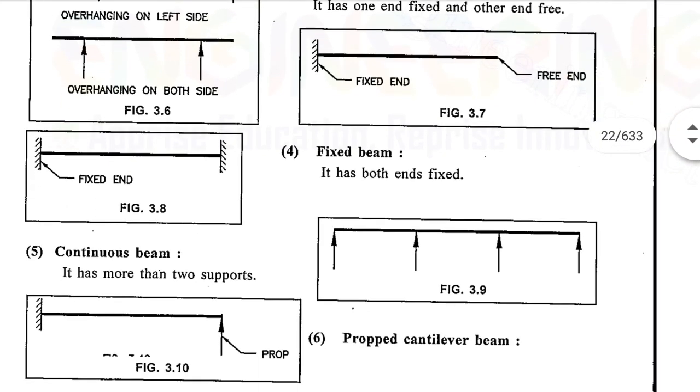So next one, fixed beam. A fixed beam is a beam whose two ends are fixed. Here figure 3.8 represents the fixed beam. So fifth one, continuous beam. A beam resting on two or more supports is nothing but a continuous beam. So here figure 3.9 represents the continuous beam.